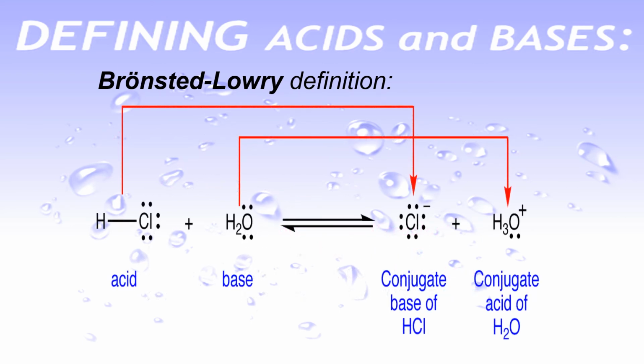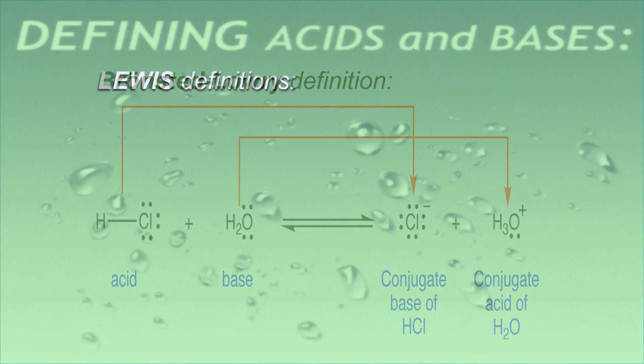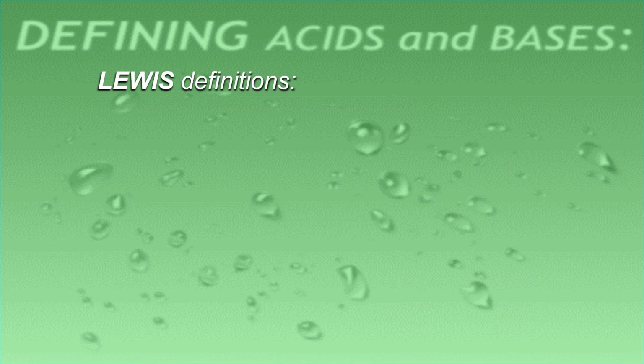Again, you see how hydrochloric acid donates a hydrogen, producing the conjugate base chloride, and how the base accepts a hydrogen and becomes a conjugate acid, hydronium. So again, the Arrhenius definition has to do with whether a substance is giving off positive or negative charge. The Bronsted-Lowry is about whether something is donating or receiving a hydrogen ion.